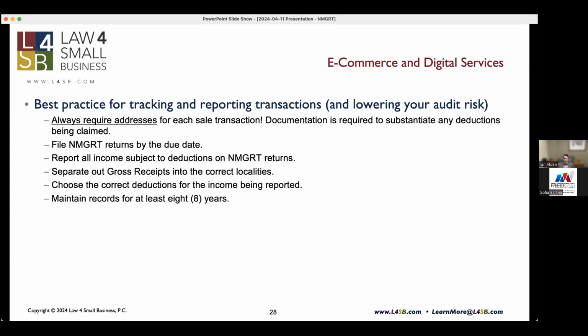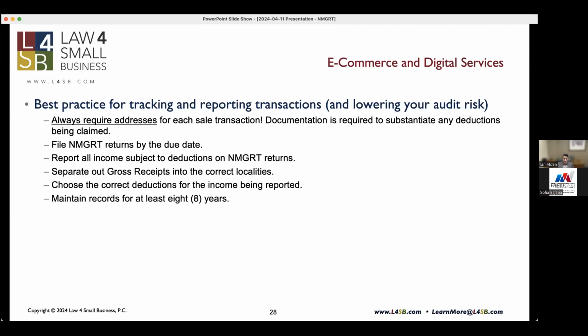Some best practices for tracking and reporting these transactions and lowering your audit risk. Always, always, always require addresses from your buyers when you're doing web sales. Don't do web sales and only take an email address or a phone number or something, because if you do that, you have no way of substantiating any deductions you claim. And if you can't substantiate it, the presumption is that every transaction is subject to tax, which is fine if you're willing to just tax every transaction and pay that off to the state.